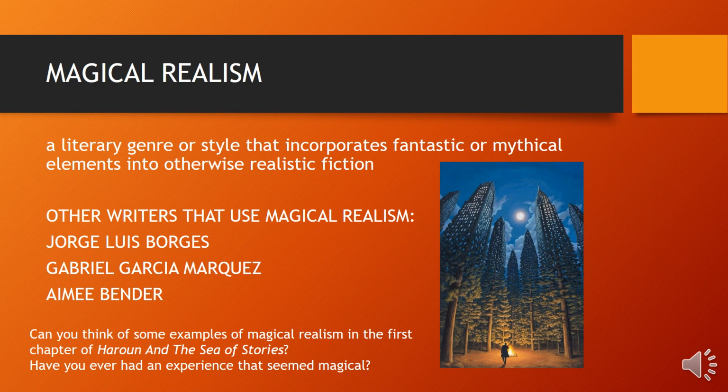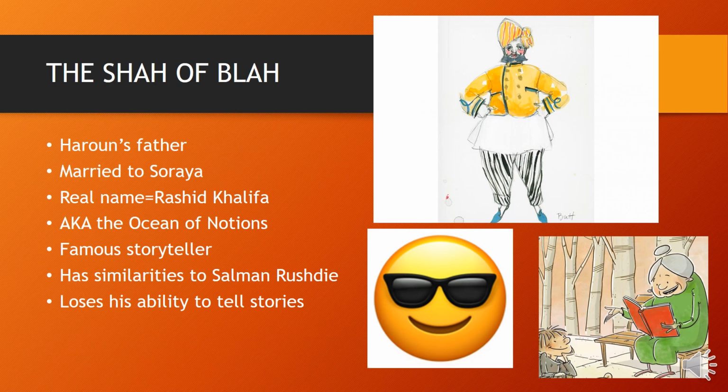Moving forward, some of the main characters in Haroun and the Sea of Stories. You guys remember the Shah of Blah. He's one of the main characters. He's Haroun's father. He's married to Soraya. His real name is Rashid Khalifa, and people also call him the Ocean of Notions. And he's this famous storyteller.